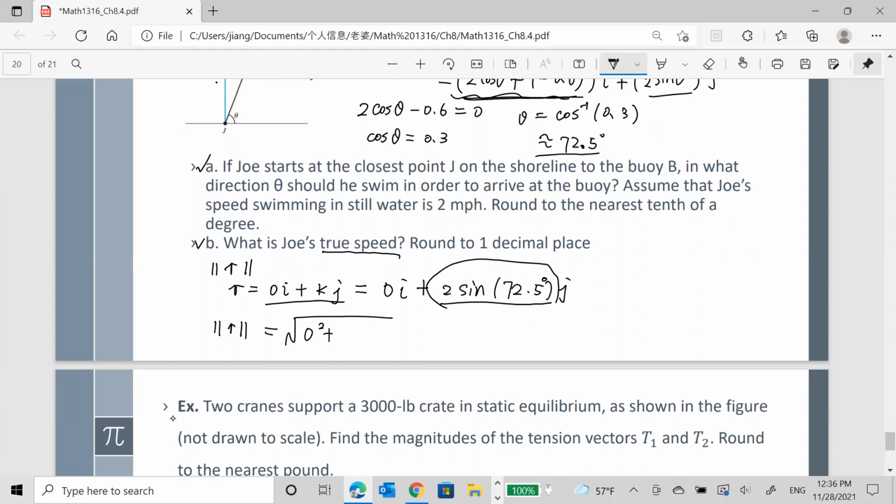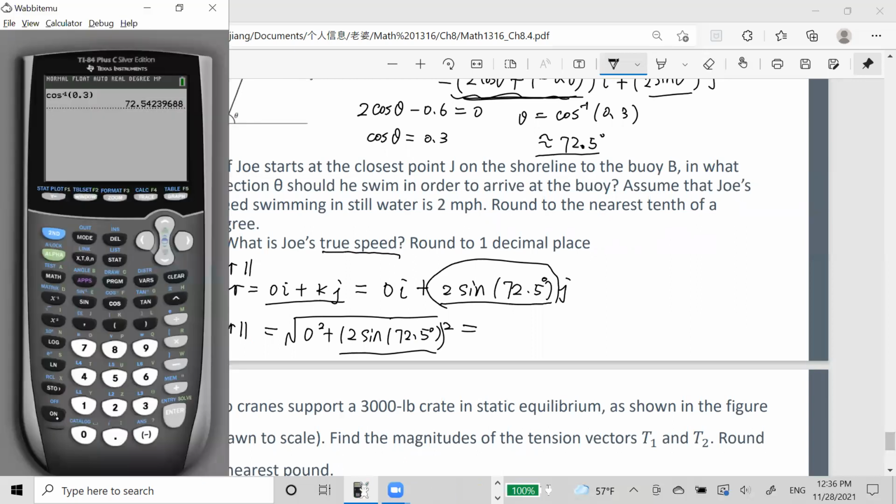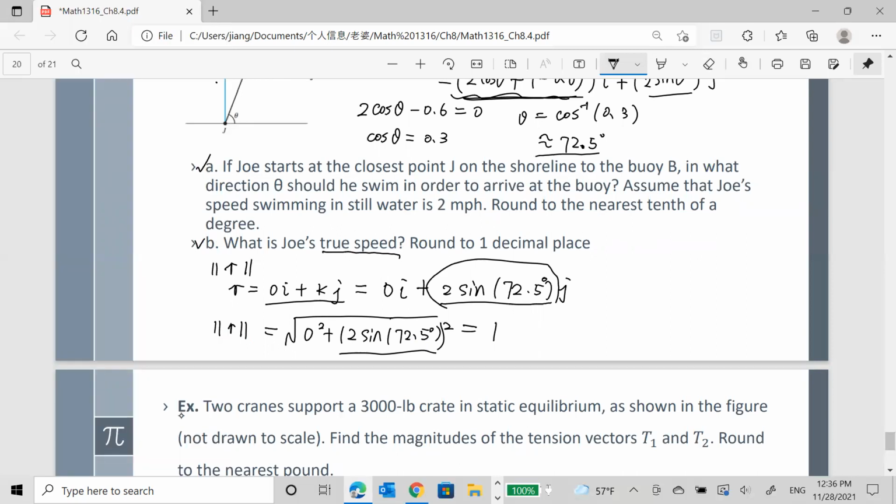0 squared plus, for the second part, 2 sine 72.5 degrees squared. Let's see what that is. 2 times sine 72.5 is 1.9. And remember, this is the speed, so we have the unit, miles per hour.